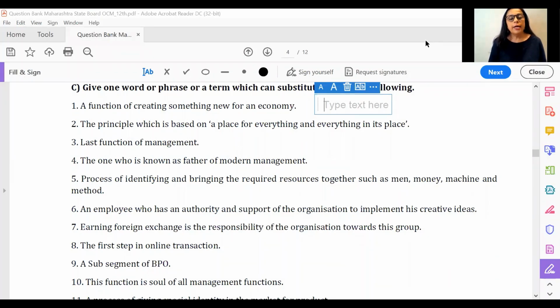Hello everyone, and welcome back to part 2 of the question bank given by the board. We are revising and practicing the questions given in the question bank by the Maharashtra State Board for the OCM subject.